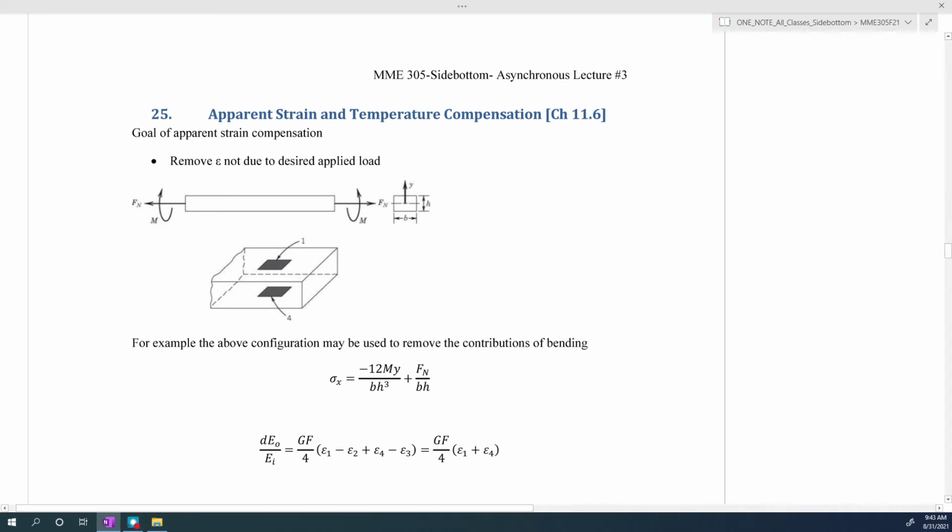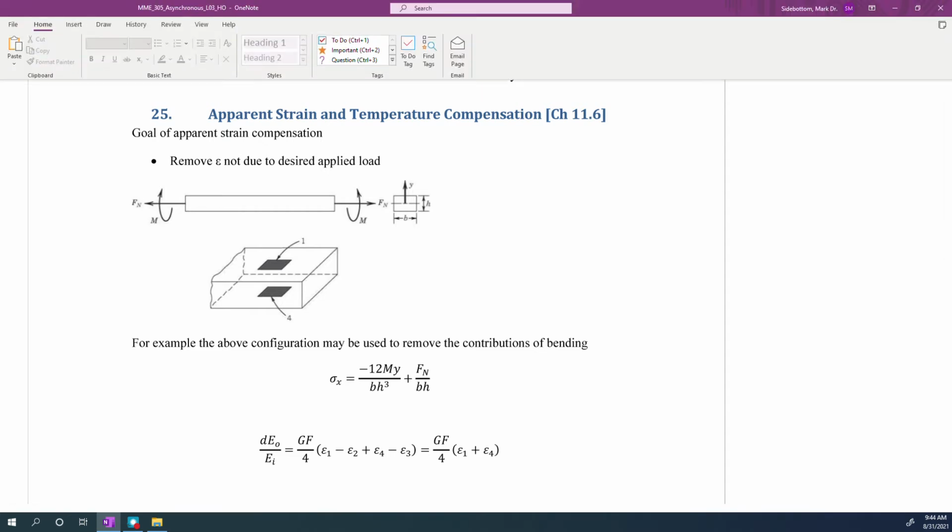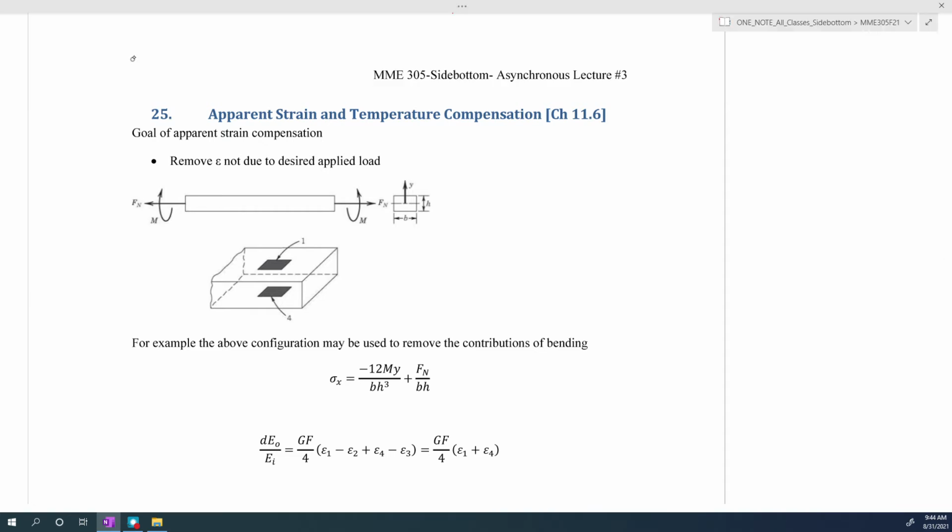So depending on how we arrange our strain gauges, we can affect the output of the strain gauge. So basically, how sensitive our strain gauge is to different types of applied loading. In this case, we have a cantilever beam that's undergoing an applied normal force and a bending moment, and we put two strain gauges on the top surface and on the bottom surface of the beam.